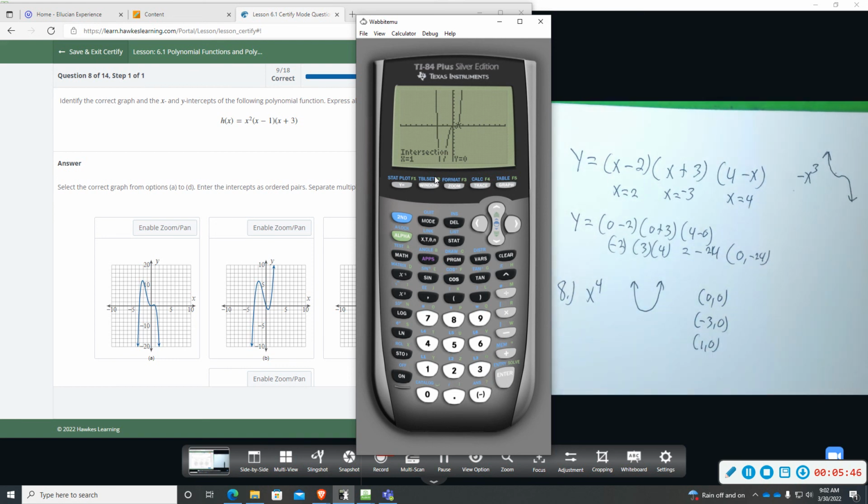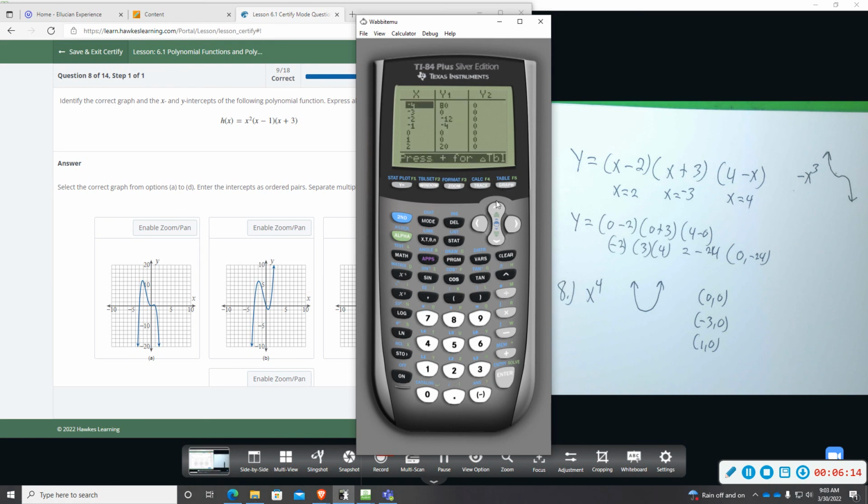Again, you can also go to the table. If I do second graph table, you can scroll up and down, but you're looking at the first ordered pairs, trying to see when we get zeros. Kind of hard to do that because you don't know where the zeros are unless you graph it and look at it. So once you graph it, then you can say, okay, I got one on the negative side. I have one close to 0 and I have one close to 1. So that's what you do.